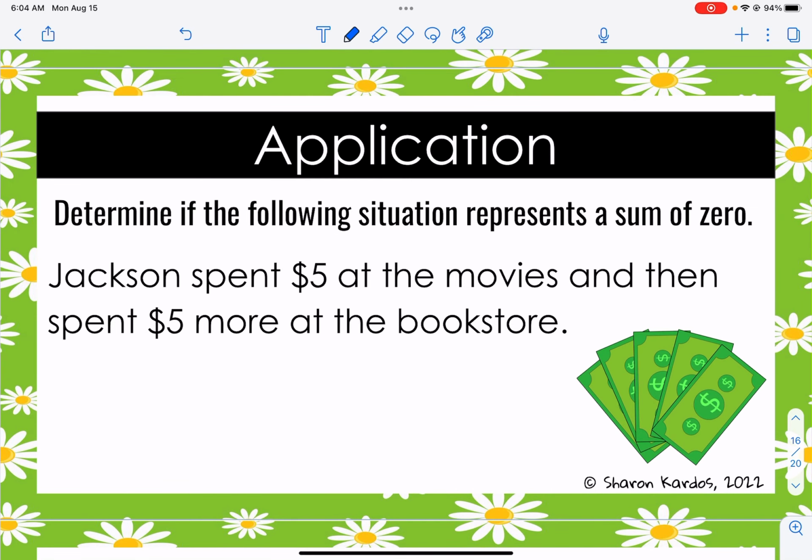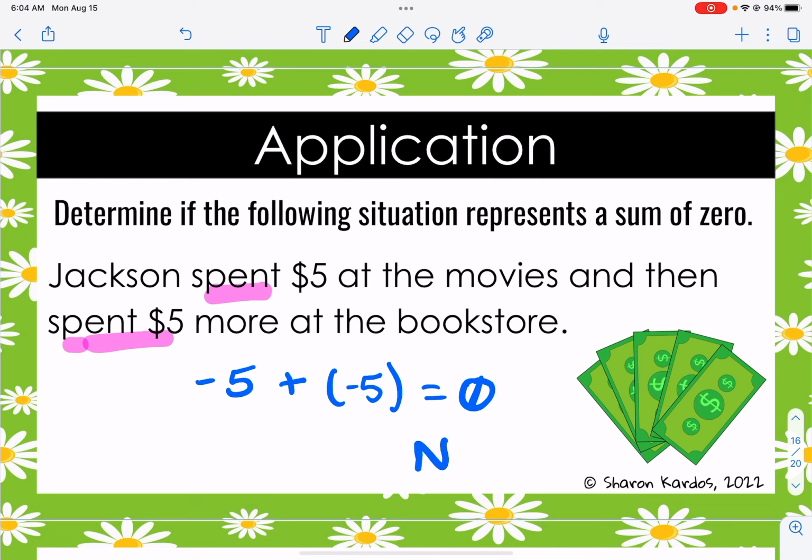Next situation. Jackson spent $5 at the movies and then he spent $5 more at the bookstore. Well, he spent $5. So he spent that money. So that's going to be negative because he doesn't have that money anymore. And then he spent $5 more. Uh-oh. Is this situation going to equal 0? Is he right back where he started from? No, he's not at 0. As a matter of fact, he has $10 less than he used to. So, no.